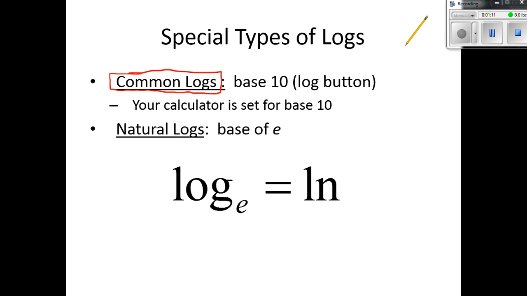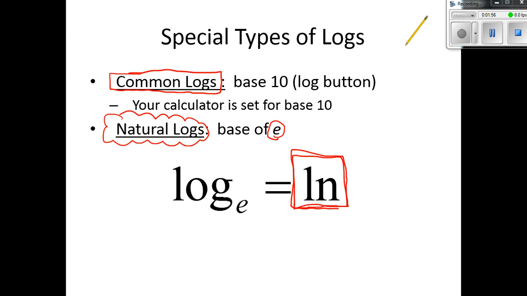So now what you need to know is that there is another log, and that log is called a natural log. And natural logs have a base e. So what you should know is that if I took a common log and made it a base e instead of base 10, I now have what's called ln, the natural log, log natural. I'm not sure why the L is before the N, but anyway, you can find this button on your calculator.